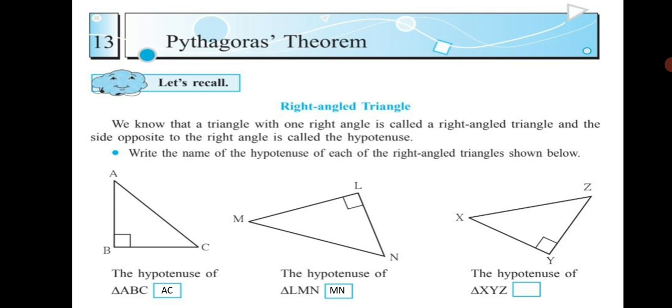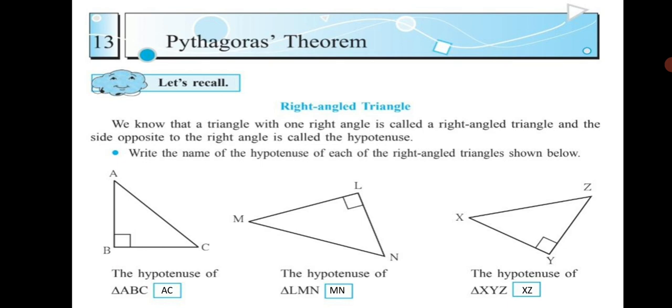Next, in triangle XYZ, we can see that angle Y is 90 degrees and the side opposite to the 90 degree angle is the hypotenuse. So we can say that the hypotenuse of triangle XYZ is XZ. So here we got all three answers. You can note it down in your textbook on page number 87.